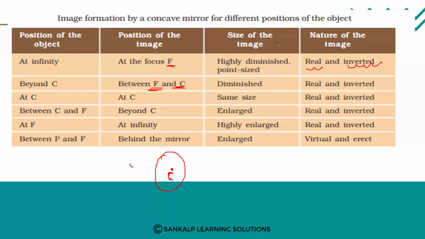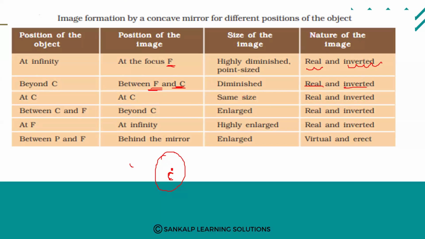Size of the image is diminished. Nature of the image is real and inverted. So this chart is very, very important. Okay. At C, when you keep the object at C, then where will you get the image? At point C only. And the size of the image will be the same as that of the object. The nature of the image is real and inverted. Between C and F, the position of the image is beyond C and size of the image is enlarged and nature of the image is real and inverted.